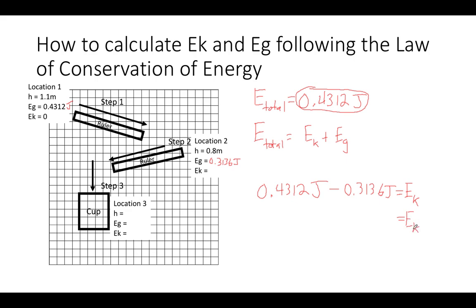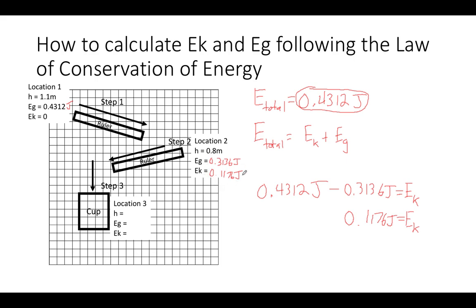What's my kinetic energy? Let's type that in. 0.4312 minus 0.3136, and this is the difference. What I'm left with is my kinetic energy. It is 0.1176 joules. So hey, look at that. I calculated my kinetic energy as simply as subtraction. 0.1176 joules.